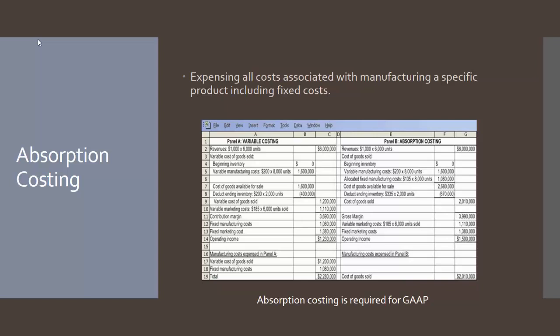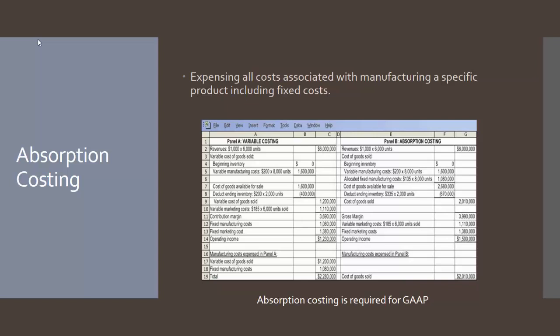Which means our cost of goods sold for the variable cost of production would be $1,200,000. Well, what if we had variable marketing costs? We can throw our variable cost of marketing in there at $185 a unit for the 6,000 we actually sold, which would be $1,110,000, leaving us with a contribution margin of $3,690,000. And from that, if we then subtracted our fixed costs both for manufacturing and marketing, we would come up with operating income of $1,230,000.